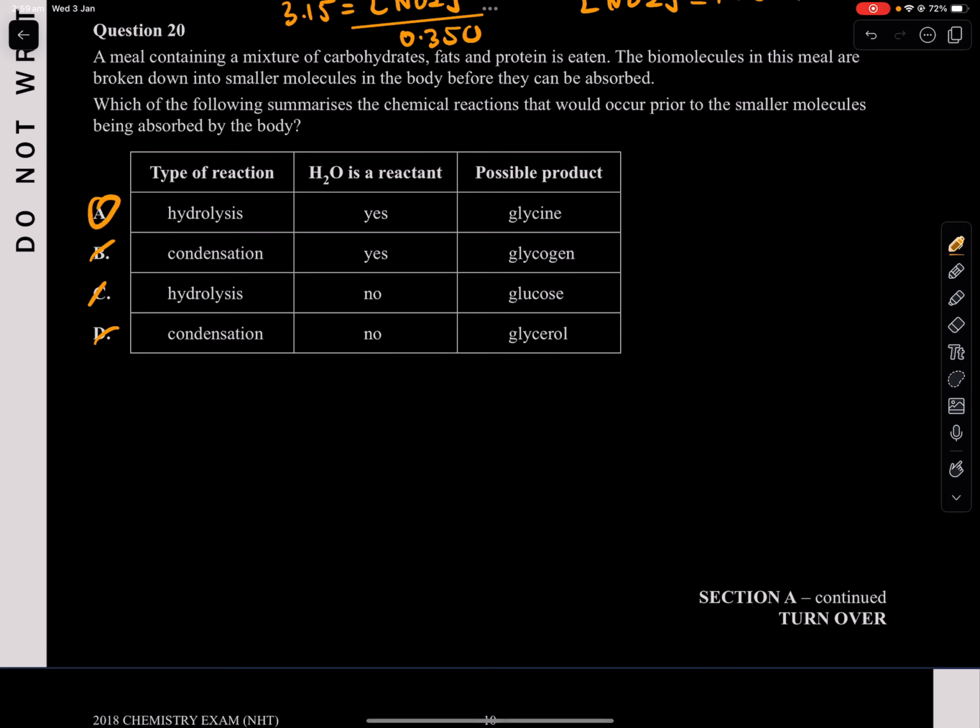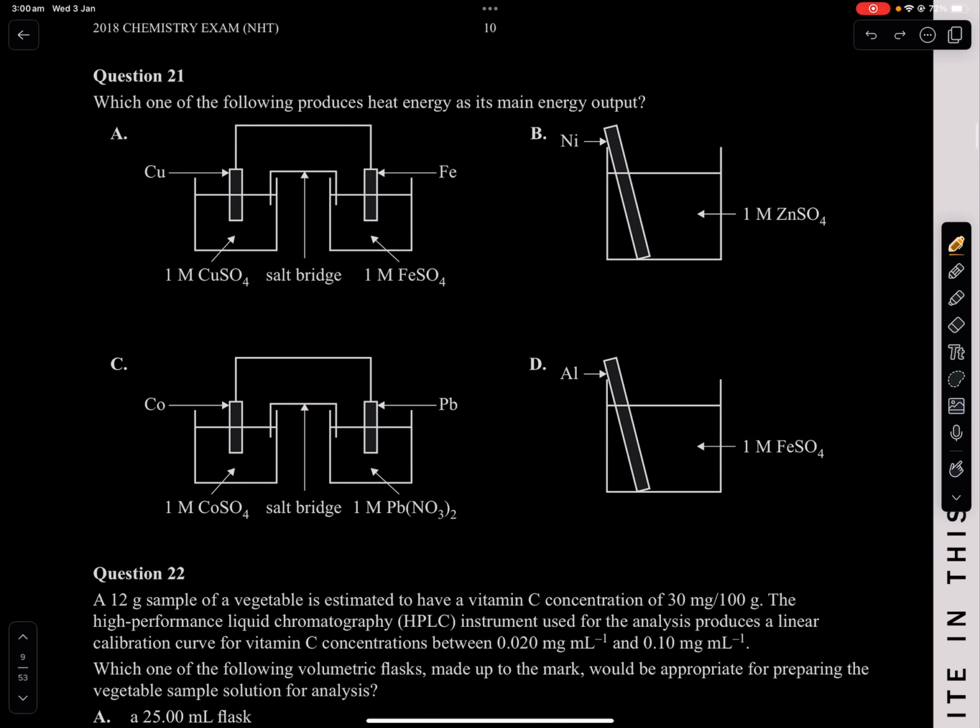So the only possible answer is A, because it says hydrolysis, H2O, and the possible product glycine, which is true. Glycine is an amino acid. So imagine a random protein goes through hydrolysis, so we break down its molecule to its simpler pieces, which are amino acids, and we use H2O as a reactant, and it goes through hydrolysis. Beautiful.